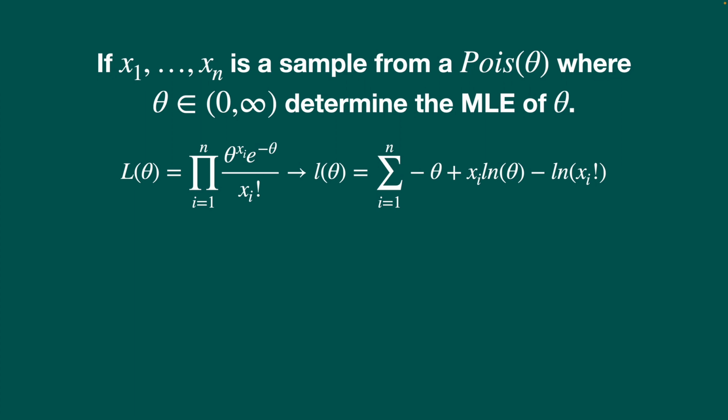So our big L of theta is our OG likelihood function. That's just the product over all of our observations of our PDF. And then if we take the ln of that, the natural log of big L of theta, we get little l of theta, which is the sum from i equals 1 to n of negative theta plus our observation x_i times ln theta minus that factorial term I was talking about earlier.